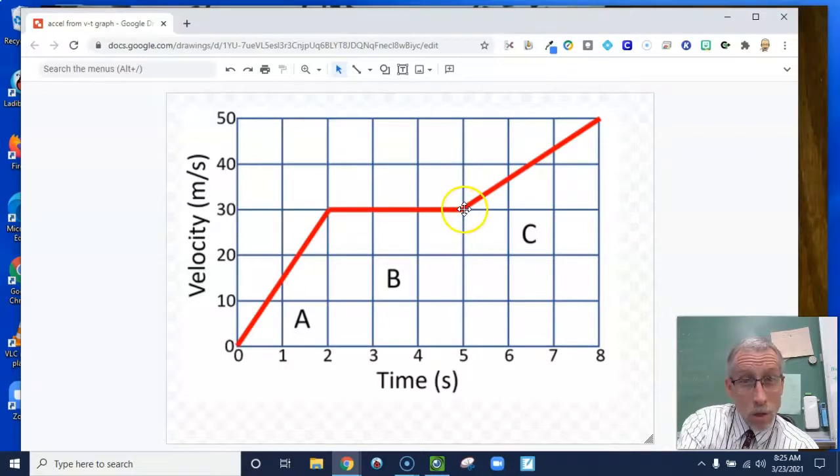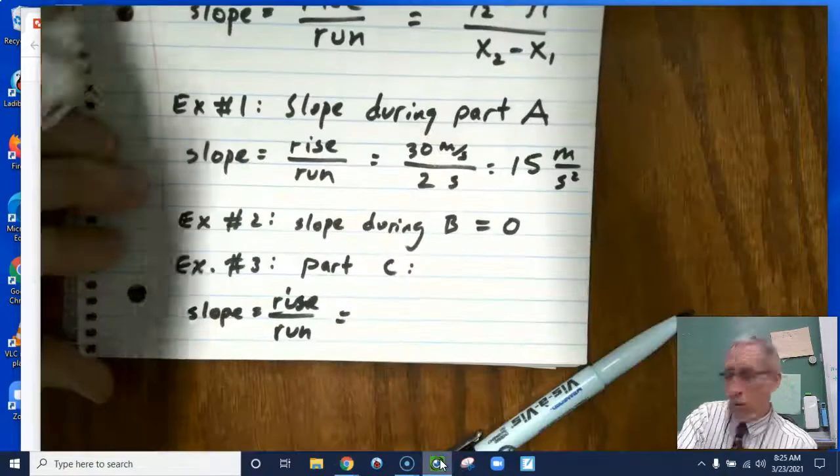So here we're starting at velocity of 30, and we go up 2 of these blue boxes, which gets us up to 50. Now don't just count boxes. It's not up 2, it's up 20, okay, from 30 up to 50. And what's our run? Well, we started at 5 seconds, and we go over to 8 seconds. That's a run of 3 seconds. All right? So a rise of 20 and a run of 3.